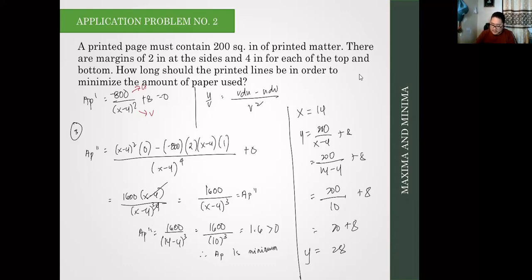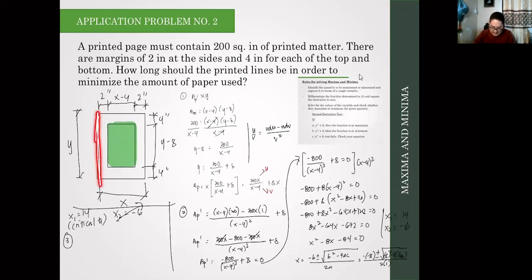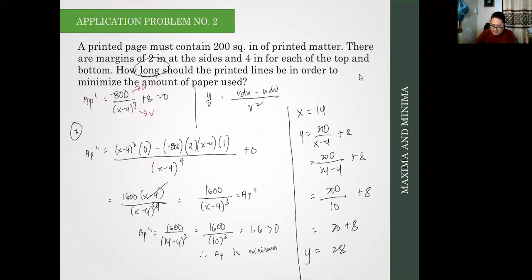Therefore, yung hinahanap natin is how long. So ibig sabihin yung vertical dimension ng paper natin. Vertical dimension ng paper natin pertains dito sa y. Okay? So how long ang tinatanong, so dapat ang sagot natin 28 inches. Okay? So yun yung sagot natin for this problem.